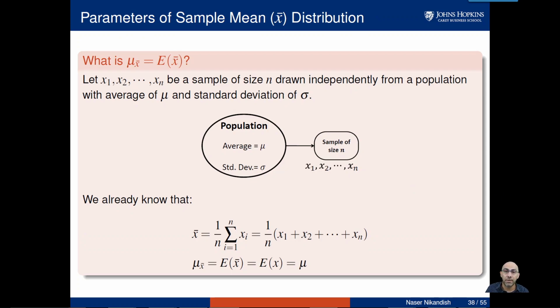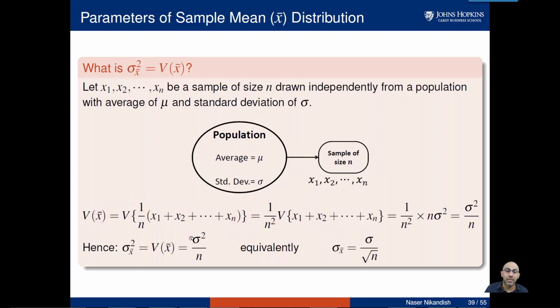Let's look at the expected value and the distribution of x bar. The expected value of x bar is mu. And how about the variance of x bar? The variance of x bar is going to be equal to sigma square over n. You can do the calculation, you are going to get it. So sigma of x bar is sigma over square root of n. So there you go. Here you have the answer, and we haven't even touched the central limit theorem.